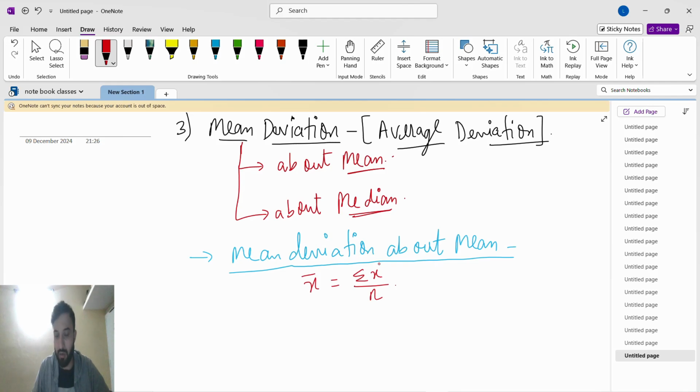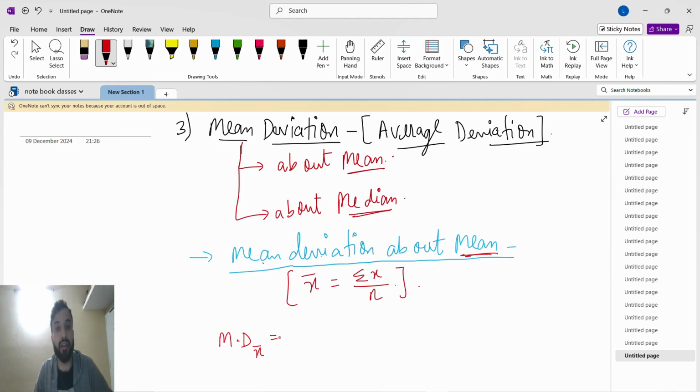If they say to find the mean deviation about mean, the first thing we will find is the mean. First understand, guys, that the median case is similar to the mean. Now, next we will write the mean deviation about mean formula.